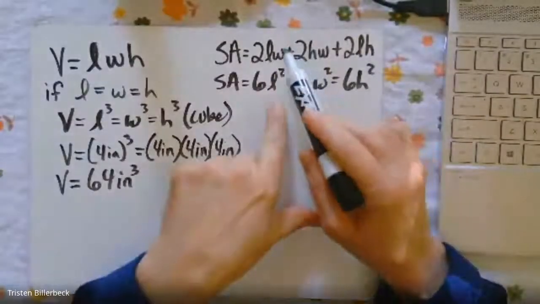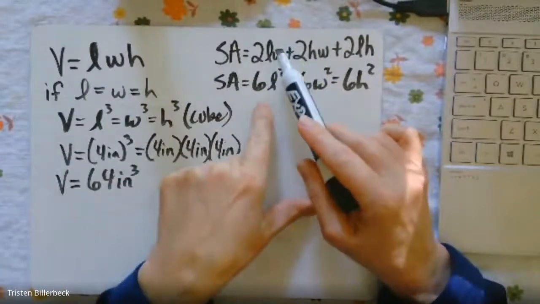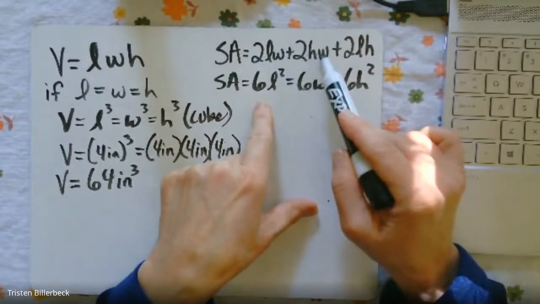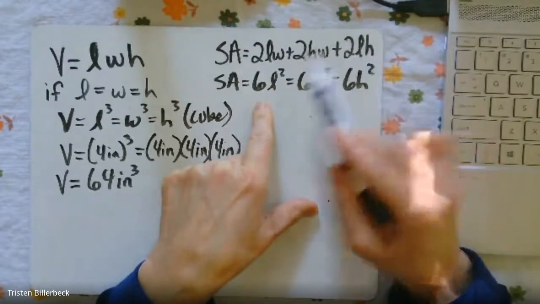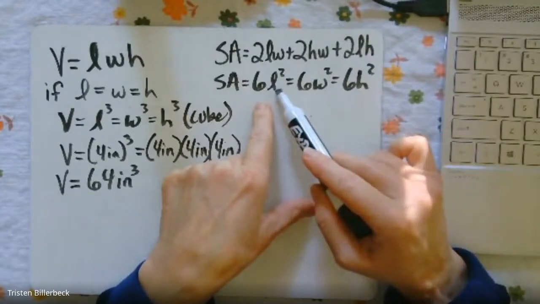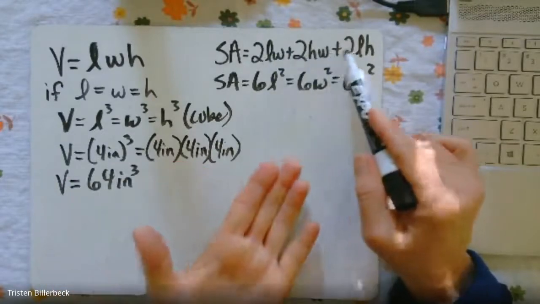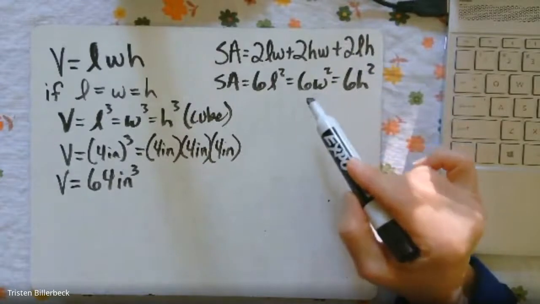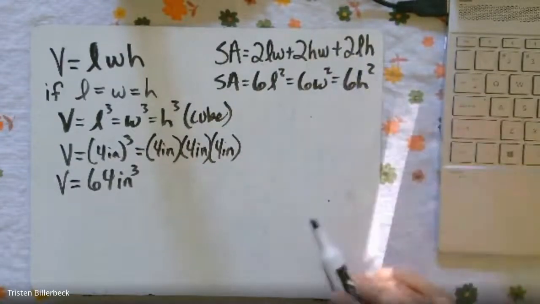So then, again, for the cube, everything's the same. So this could be 2L squared plus 2L squared plus 2L squared. So 2 plus 2 plus 2 is 6L squared. It could also be 2W squared plus 2W squared plus 2W squared, which would make it 6W squared. Or the same thing with the H.